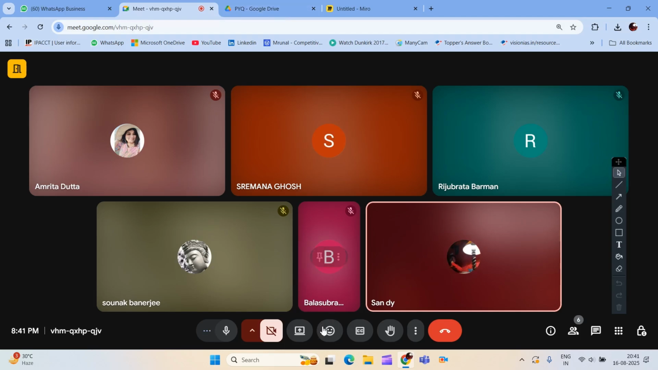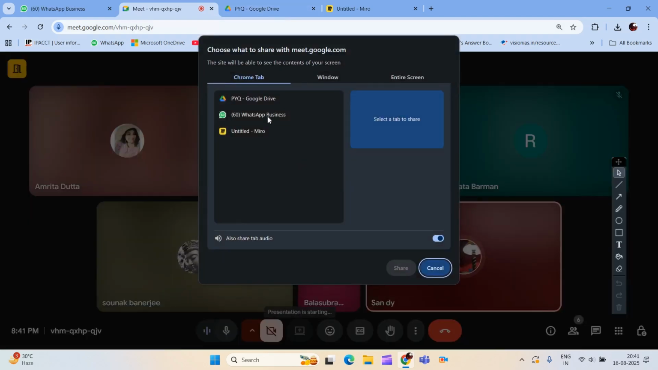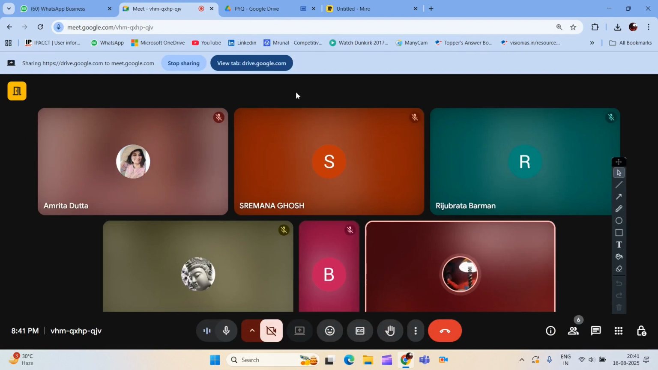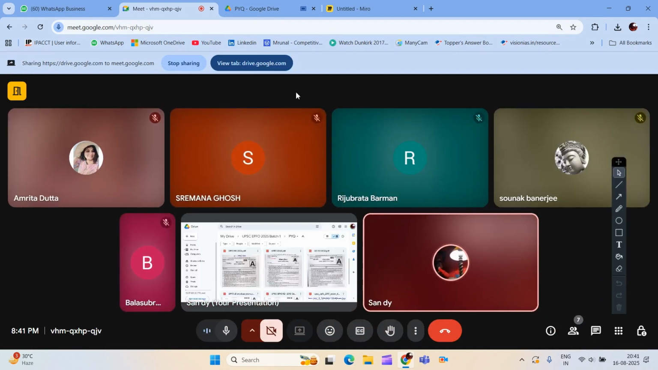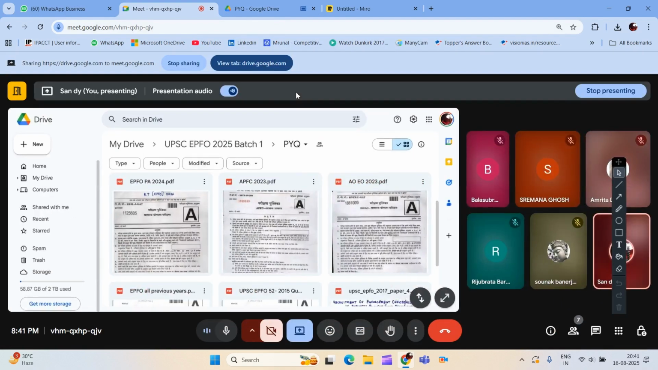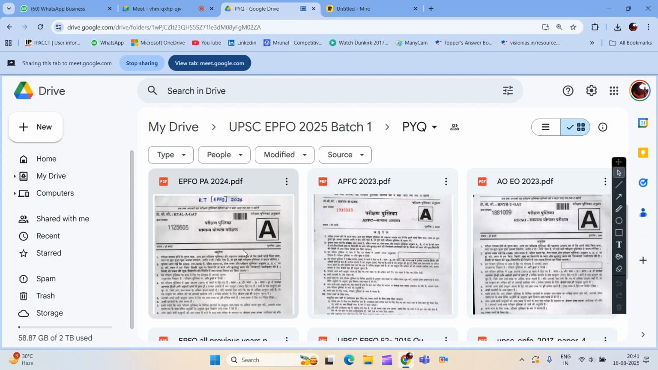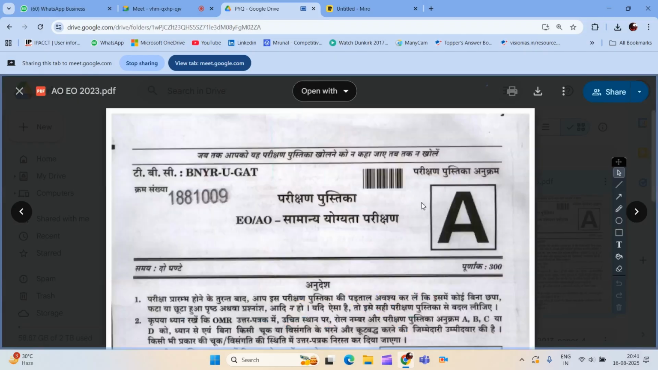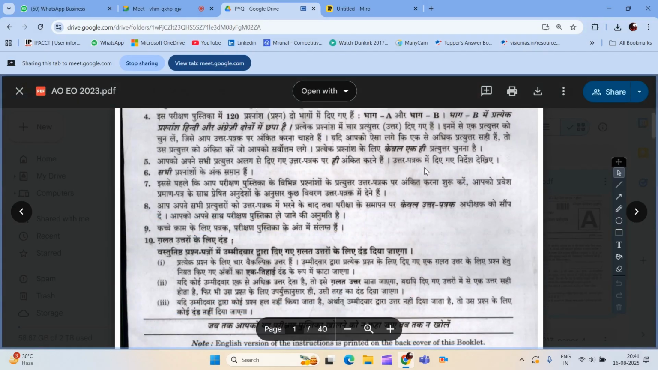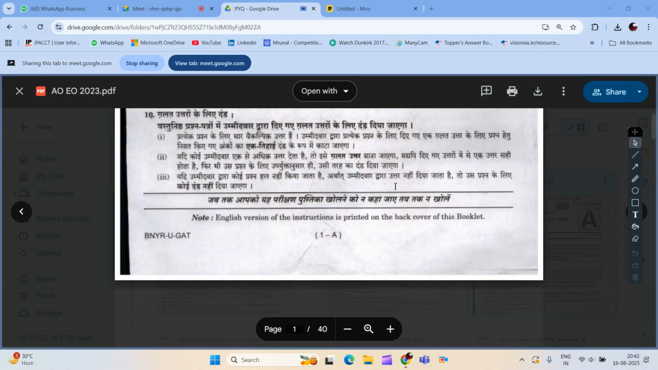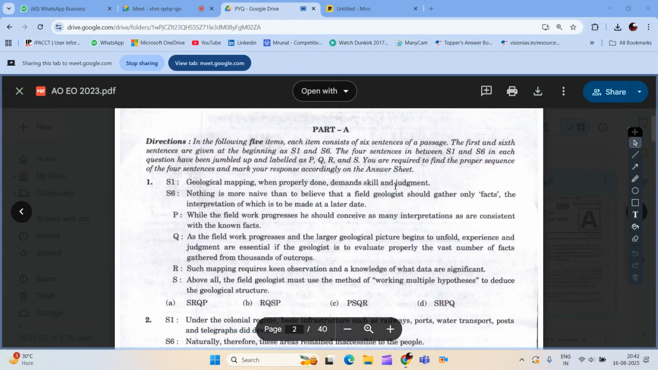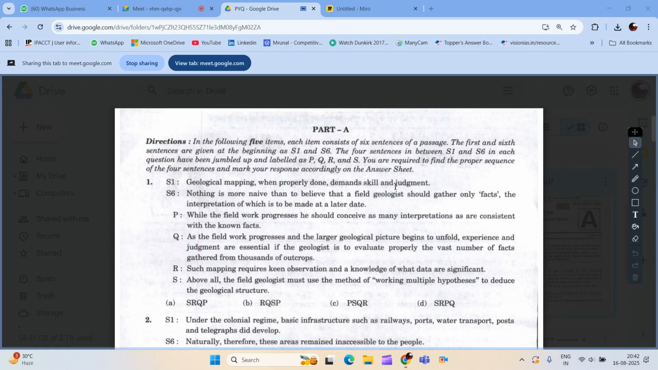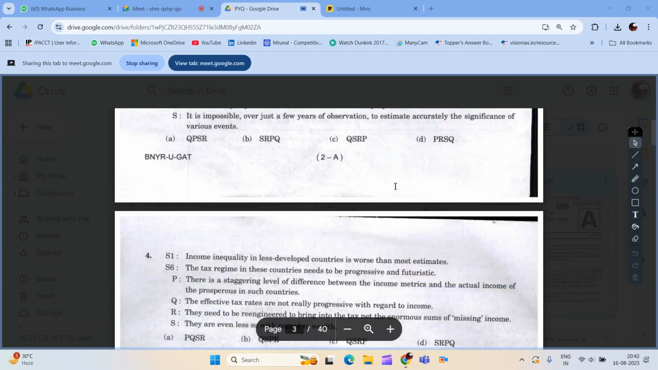Let us look at the question paper and see what kind of questions they have asked, because I have told you multiple times, you did not go through the previous year question paper so far. First, the most important part: let us look at the AOEO question paper of 2023. As you know, there were two examinations in 2023, one for AO and EO, and another for EPFO, APFC. But this year there will be one examination.